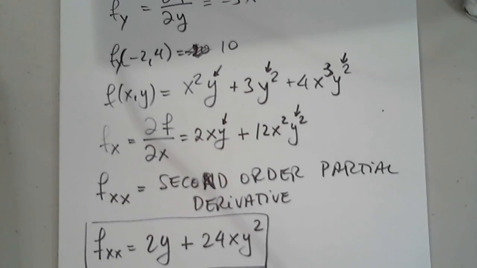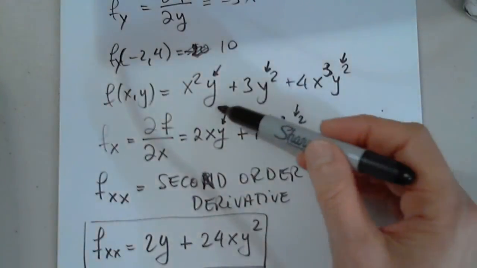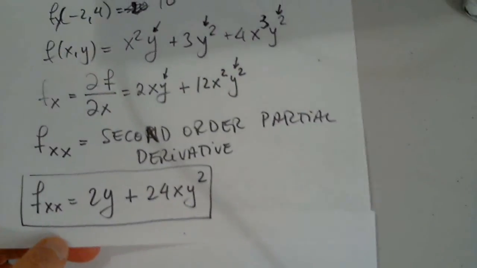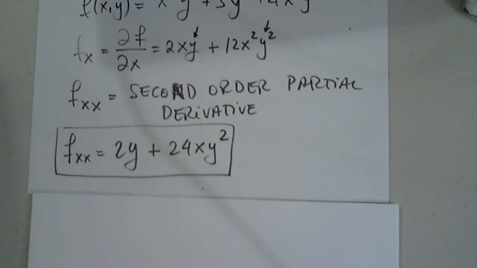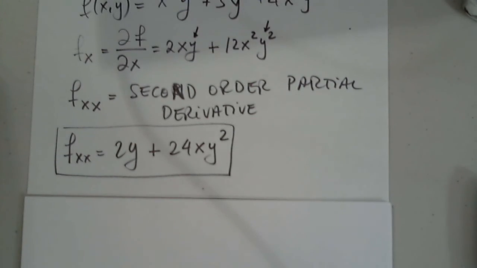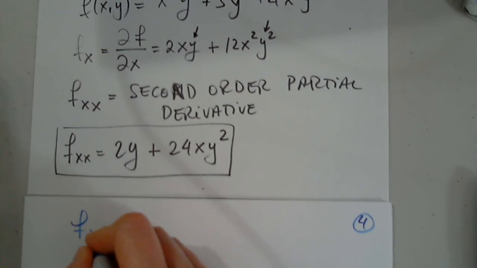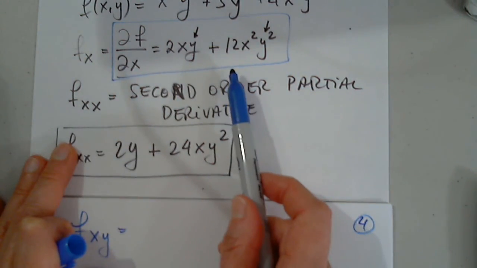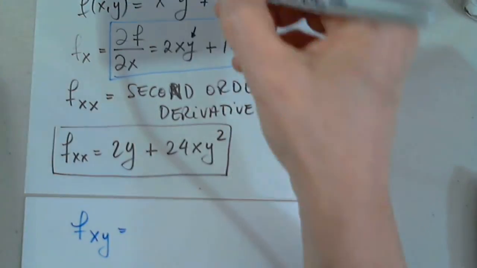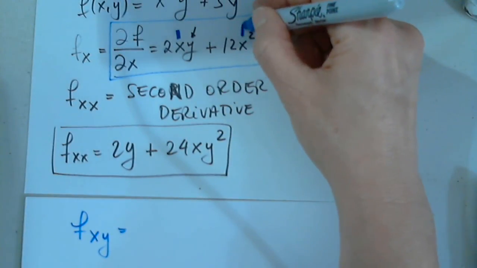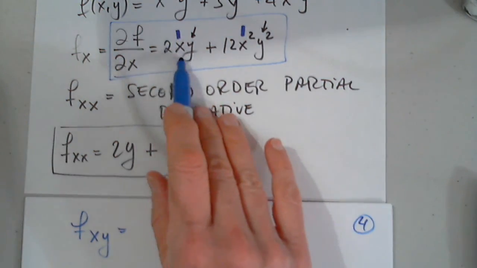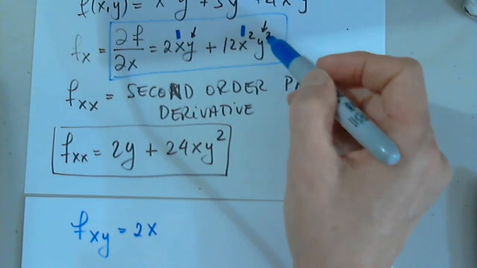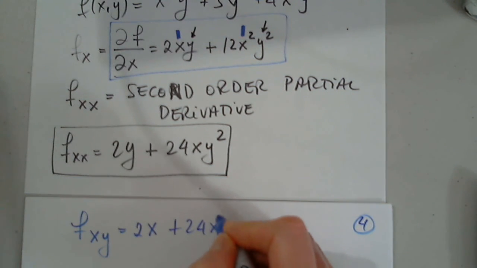You will see when we discuss max-min, we will have to differentiate this as fxy, meaning we have the derivative with respect to x, but now we need to differentiate with respect to y. So the fxy will be the derivative with respect to x, but now differentiated with respect to y, which means this is constant. So when I differentiate this with respect to y, I get 2x. When I differentiate this with respect to y, I have 24 x squared y.